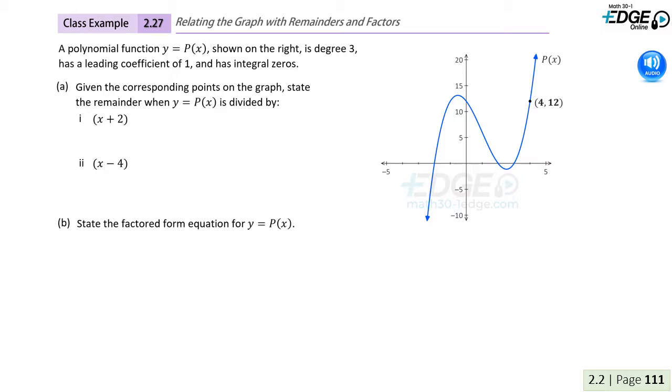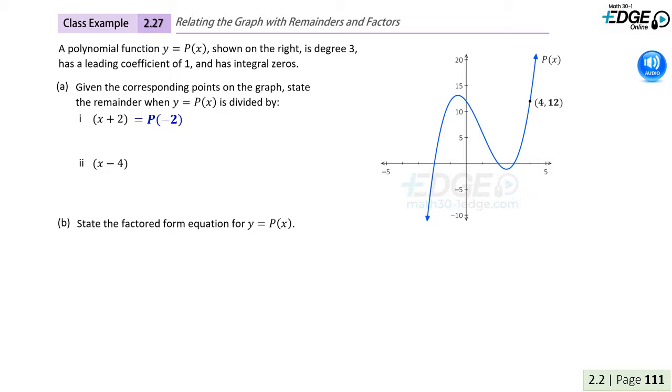At first, we're asked to use the points given to us to determine the remainder when we divide p of x by x plus 2. Well, you might be thinking, I don't have the equation. I can't use synthetic division. I can't even use the remainder theorem to evaluate. But if we could use the remainder theorem, what would we be evaluating? Well, to divide by x plus 2, we would be evaluating the polynomial function at x equals -2.